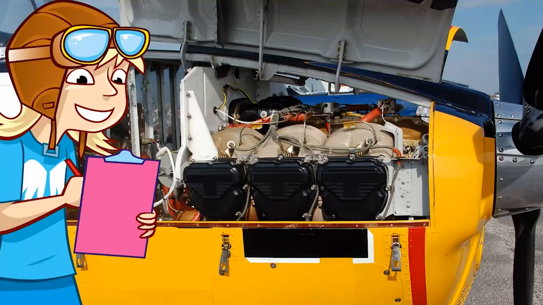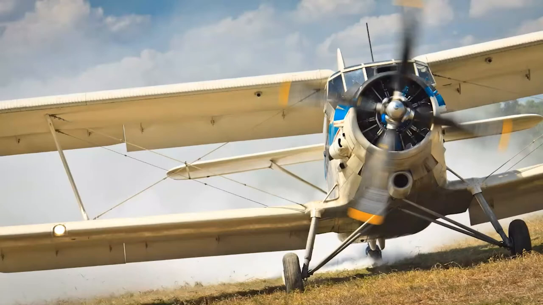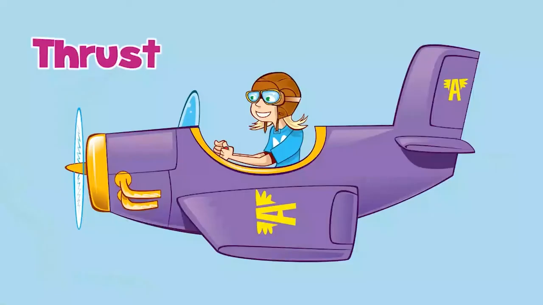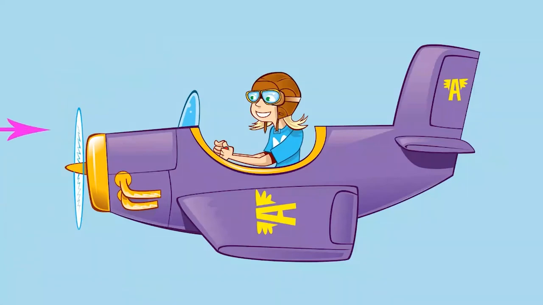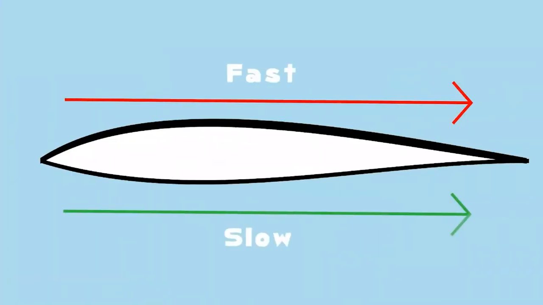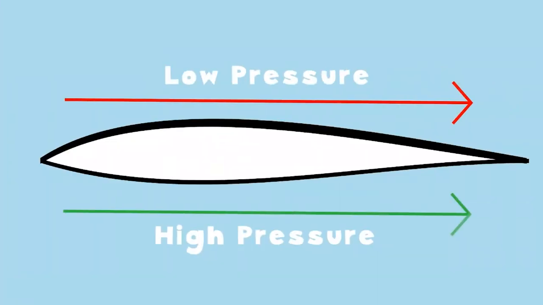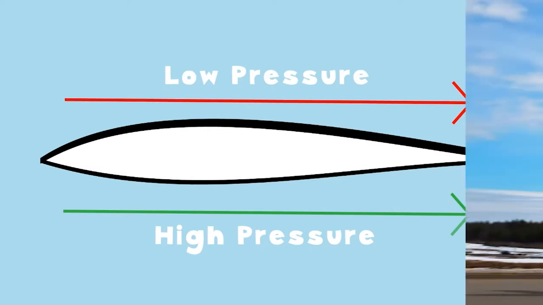So how does a spinning fan get this aircraft moving? It's all to do with something called thrust. Thrust is what makes things, well, go. The wind moving past the blades creates pressure that pushes the plane forward. Propeller blades look a bit like wings, and that's not a coincidence. Wings use the same science to give the aircraft lift to get off the ground.